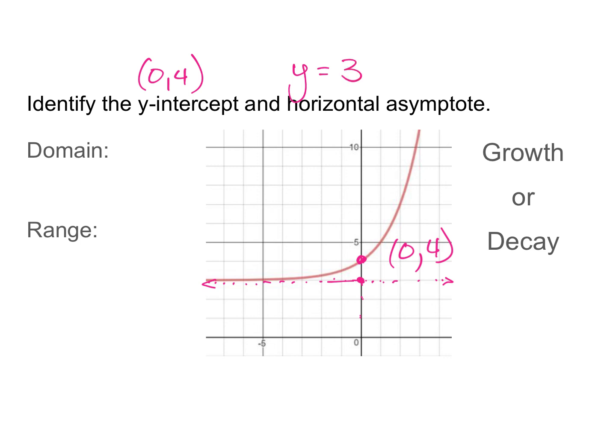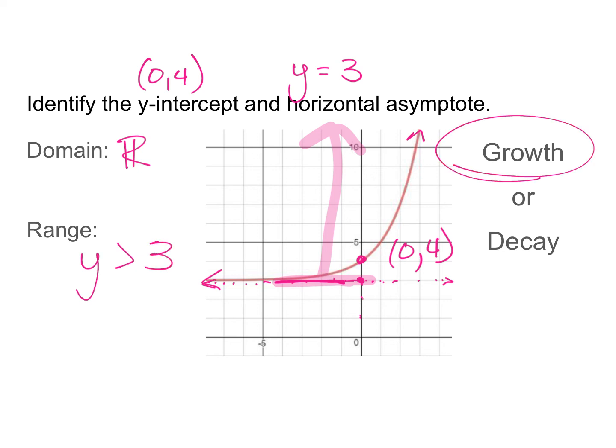Now, as far as domain and range, these values actually continue in both directions for our domain. So this would be all real numbers. But the range is a little different. We're going to use that horizontal asymptote. So it's going to be the values from this line and up, but not including that value. So when we write our range, it's all the y values that are greater than 3. And in this case, this would be a growth because it is increasing from left to right. All right, let's look at another one.